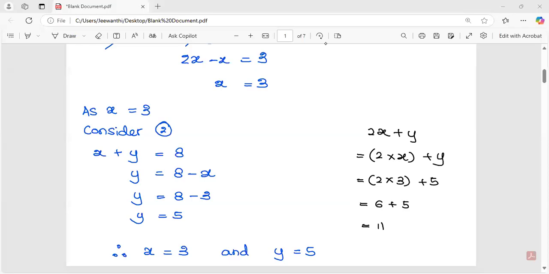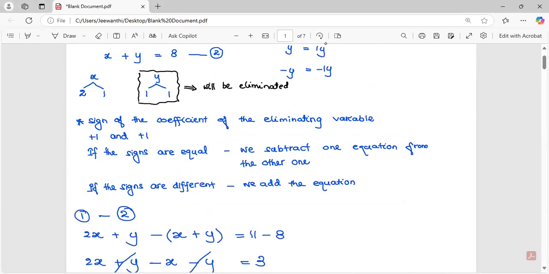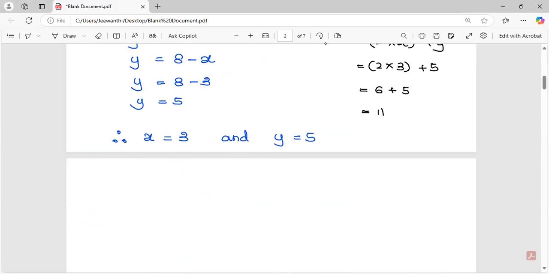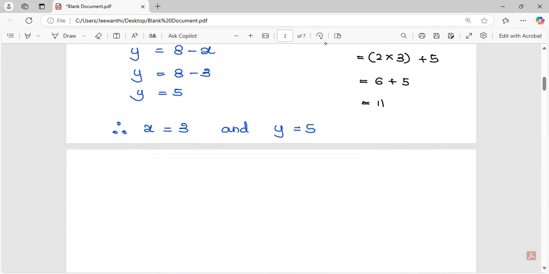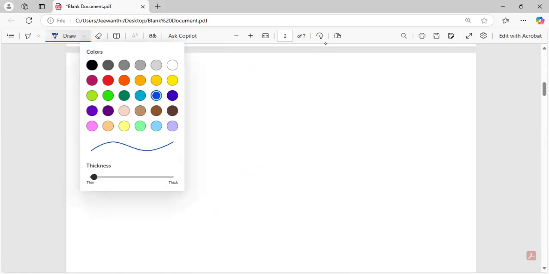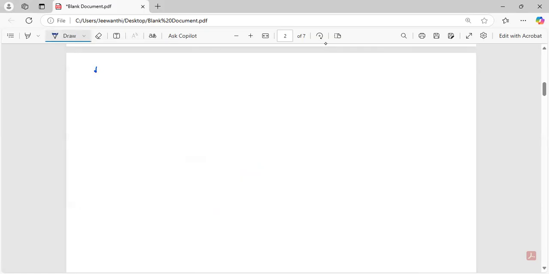So then first example, we had positive and positive, positive 1 and positive 1 in the eliminating letter. Now we are going to consider another example. It's like this, right? The second example I write 4x minus y equal to 10 and x minus y equal to 1.